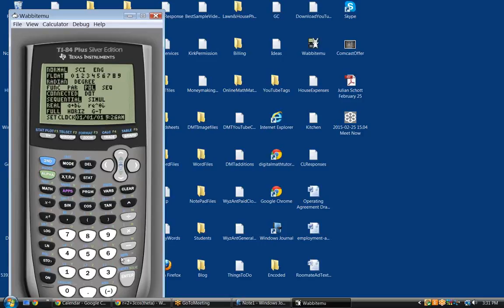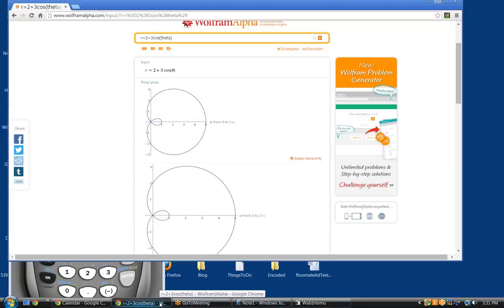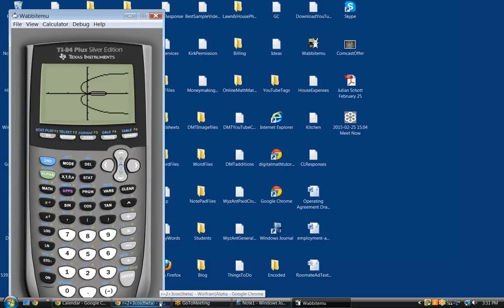Let's put it in radian mode. Yeah, that's the key. You're right. There it is. There's our cardioid. Wow. Pretty crappy looking cardioid, but I mean compared to that, huh?